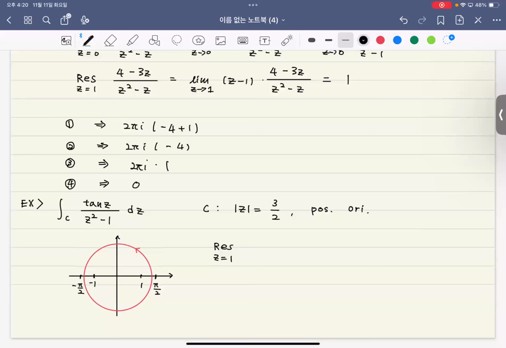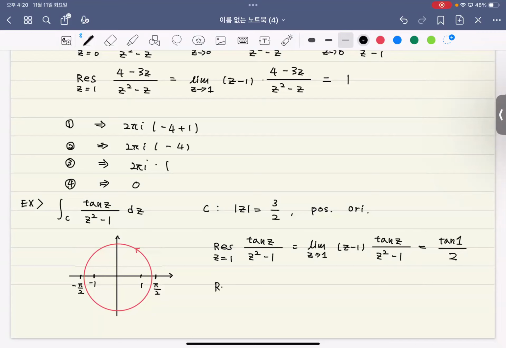So when z equals 1, the residue here is, well, I am pretty sure the order of this pole when z equals 1 is 1, right? So it is a simple pole. Therefore, the limit as z goes to 1 of z minus 1 times the function, and what is this? This is just tangent 1 over 2.